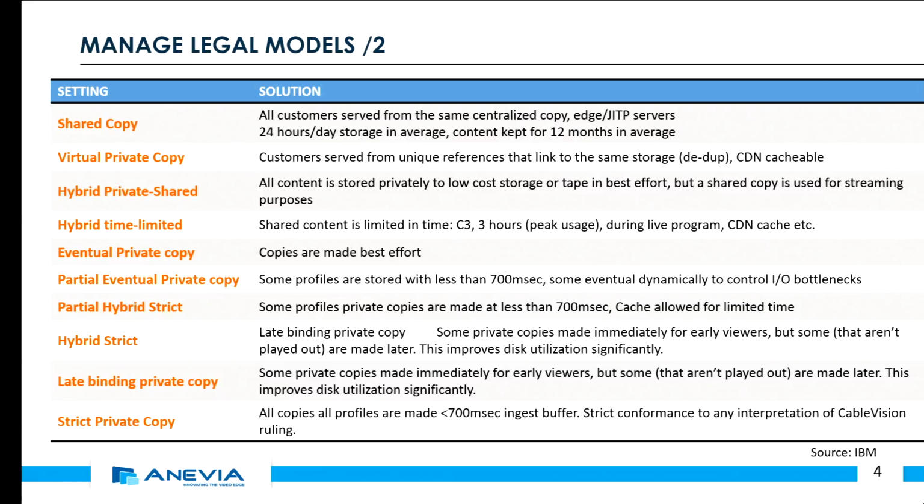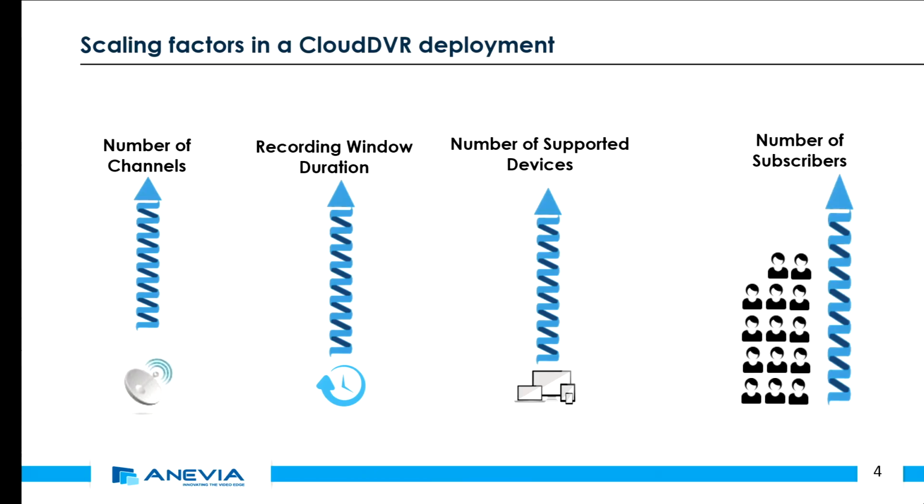Maybe moving to the really different factors to scale a cloud DVR. What's important is obviously the number of channels. A system that records 50 channels is not the same system that records 100 or 200 channels or 1,000 channels ultimately. And then the second key factor and second key metric is the amount of time for which you will record and keep the different recordings.